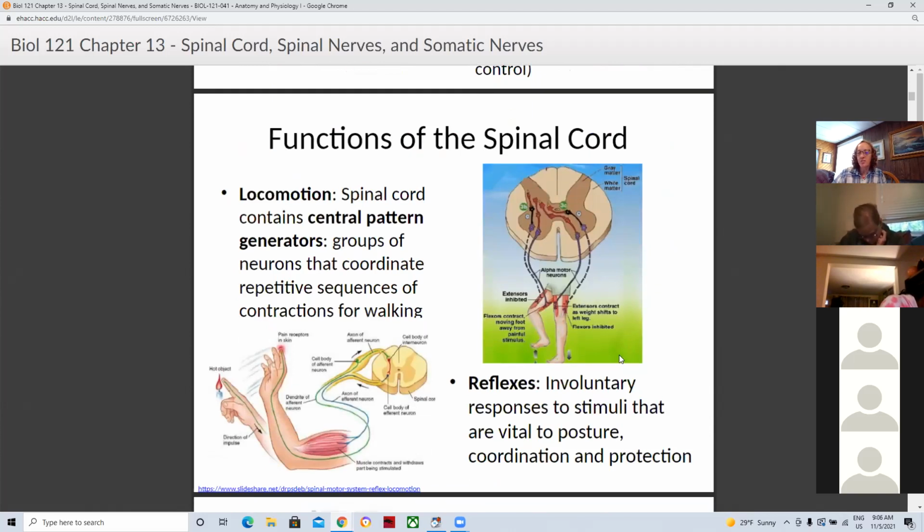The spinal cord is involved in locomotion. The spinal cord contains central pattern generators, groups of neurons that coordinate repetitive sequences of contractions for walking. This is why once you learn to walk, most often you don't forget. You learn to ride a bike, you don't forget.